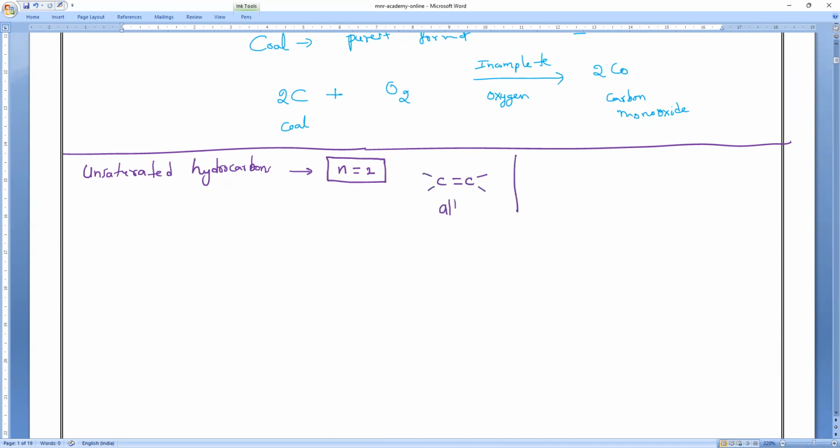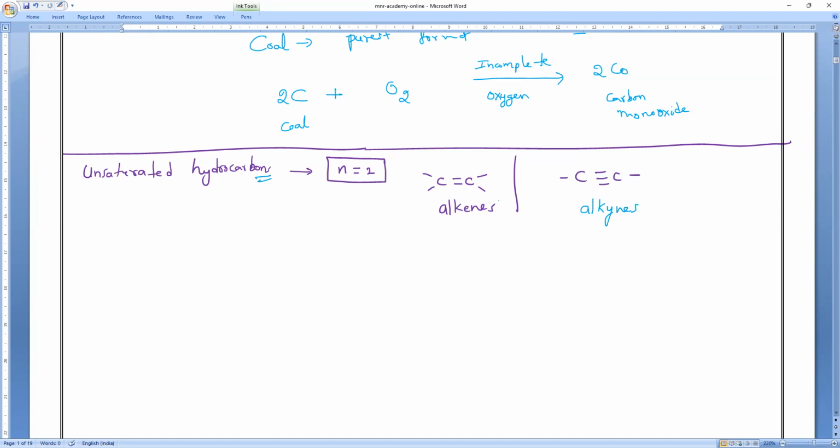We used to call it alkenes. And C triple bond C. Why? What is the purpose? Every time I will draw it, because if there is someone who doesn't know or forgets, that person has to learn it. That is the reason we write it every time. So unsaturated hydrocarbons means alkenes or alkynes.